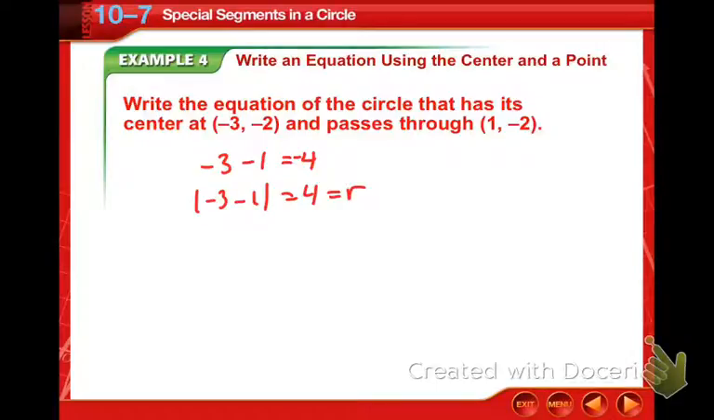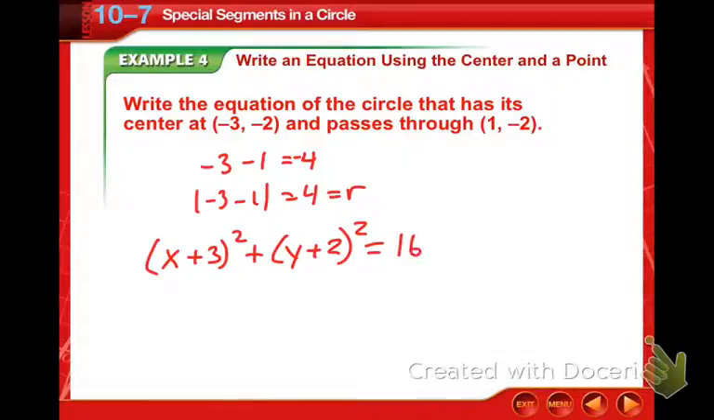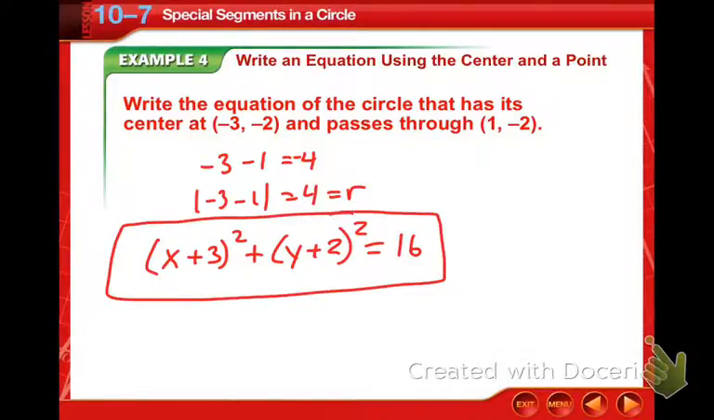Because we have the center and a point that the circle passes through, we have the center, that's (-3, -2). So (x - (-3))² + (y - (-2))² = 4², our radius is 4, 4 squared is 16. There we go.